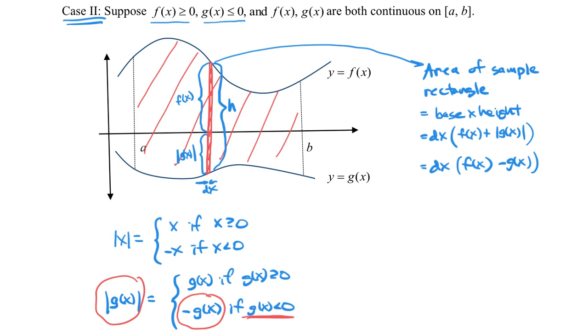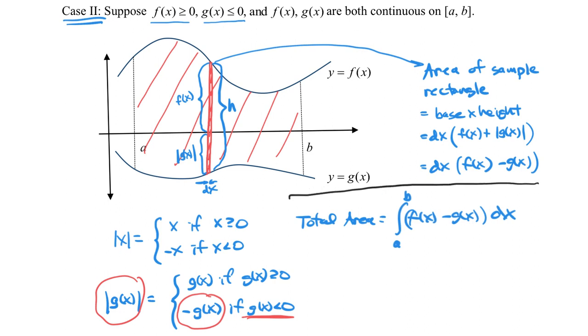So then, putting the pieces together, the total area is just going to be this thing. This is our one sample rectangle. We sum all of the sample rectangles. To do that, we integrate from a to b f of x minus g of x dx. Okay, so this is our formula in this case.